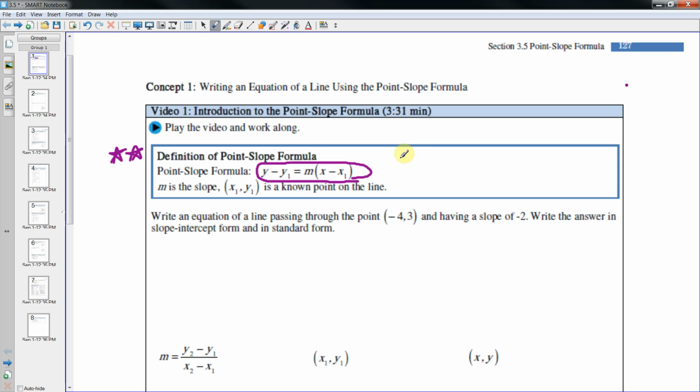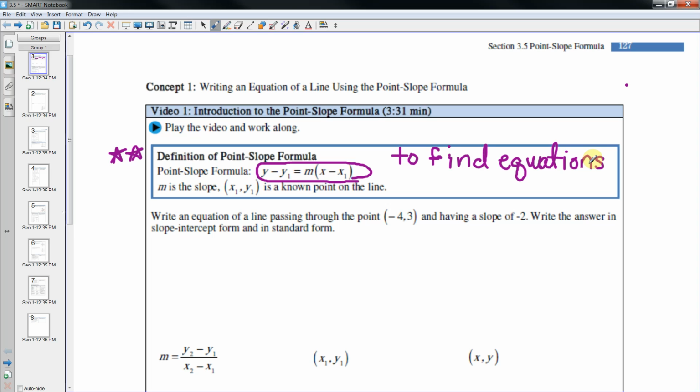And we're going to use the point slope formula to find equations. So if you're asked to find an equation given certain information, you're going to go to this point slope formula.